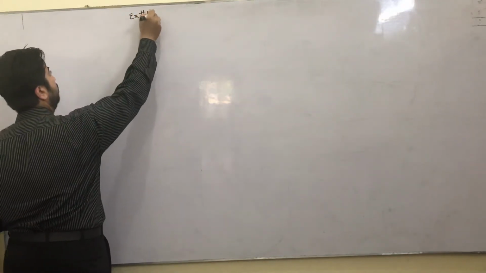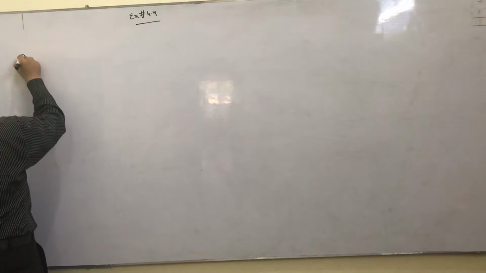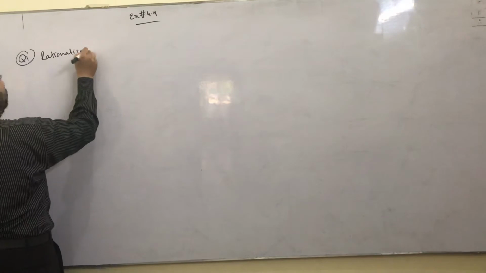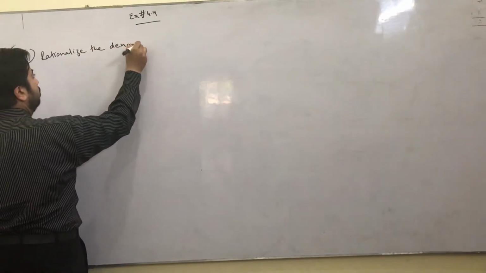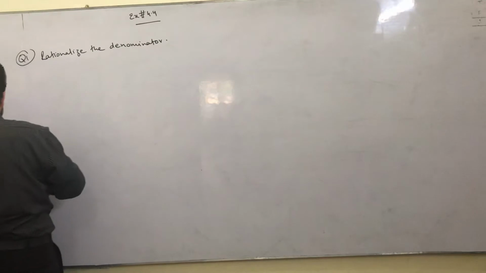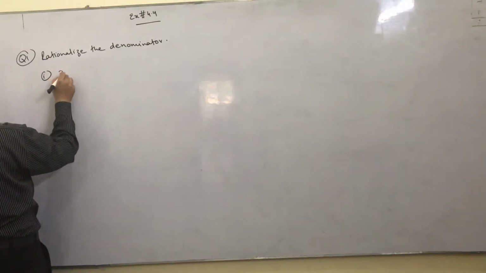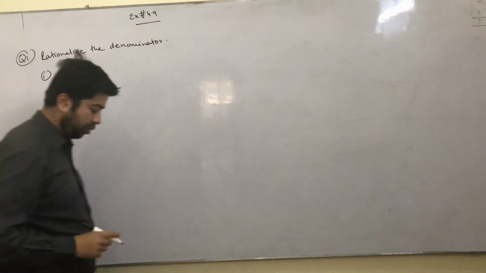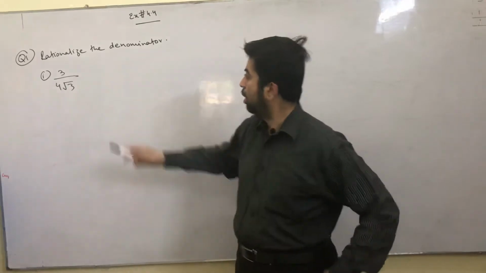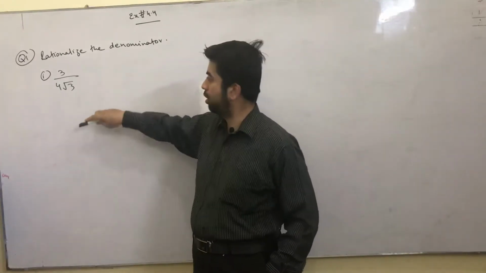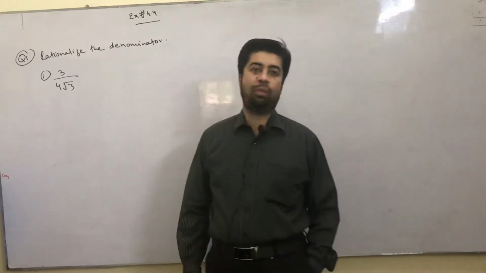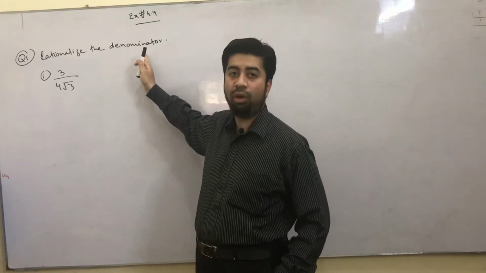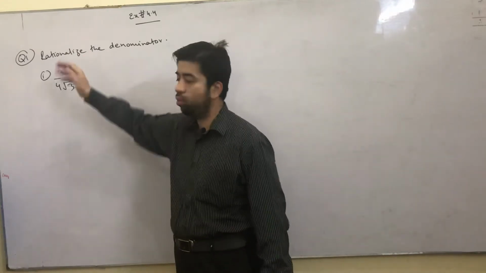Exercise 4.4, question number 1: rationalize the denominator. The first part is 3/(4 square root 3). What is the denominator here? This is the numerator and this is the denominator. We don't care about the numerator because the requirement is only for the denominator. For the denominator, you have to rationalize it.